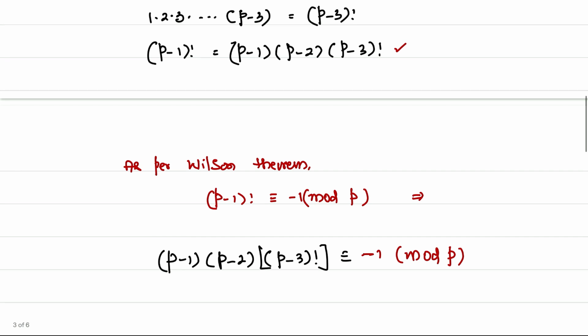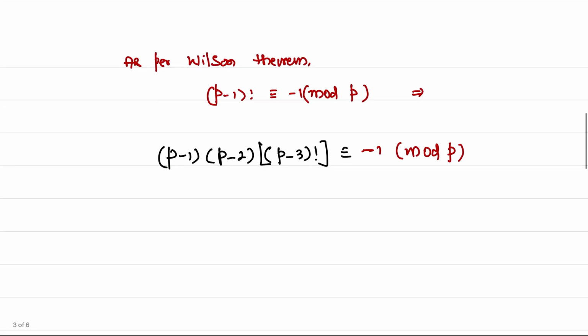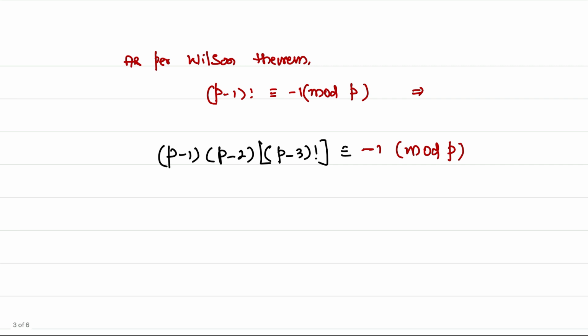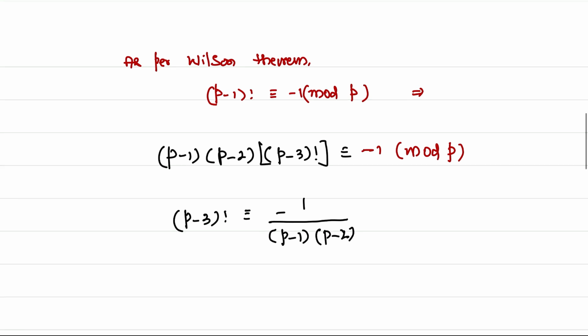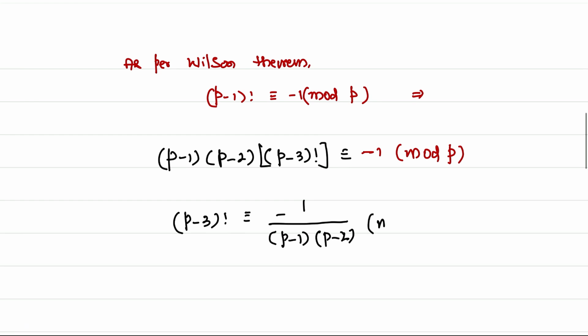This is the Wilson theorem. But can we rewrite the Wilson theorem again? P minus 3 factorial only we will write. That will be equivalent to minus 1 whole divided by p minus 1 into p minus 2 mod p. Can we write like this?